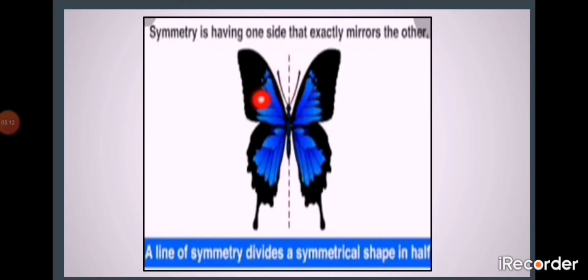So if you fold these two parts, we will find that they exactly match. Or if you put a mirror between it, the image of this part will be the same as this one. And if we put the mirror here, we will look at the reflection of this half. We will find this part on the image, because both are same. Symmetry is having one side that exactly mirrors the other. So a line of symmetry divides a symmetrical shape in half, the two identical halves.